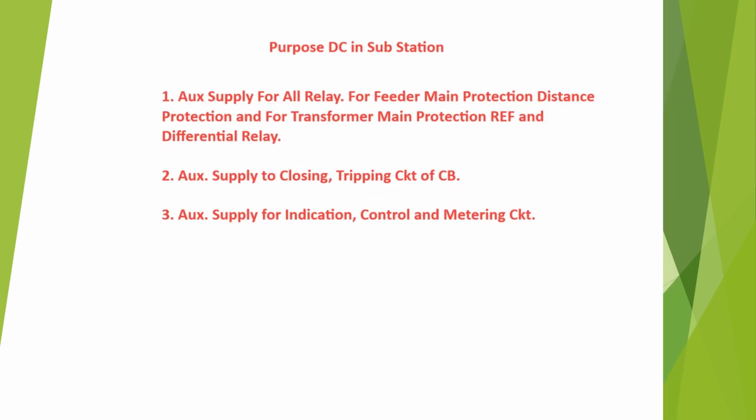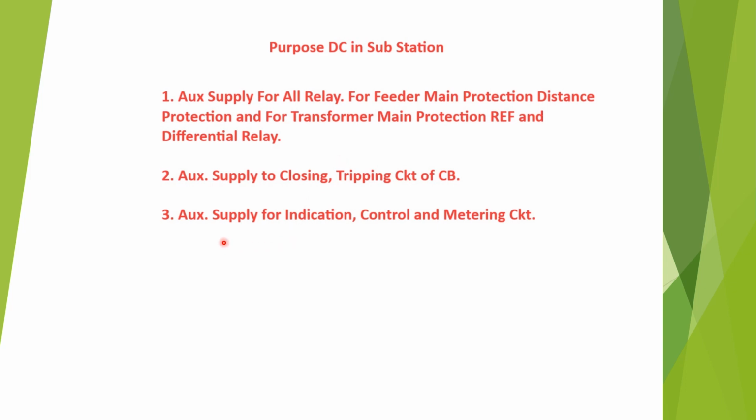So what is the purpose of DC in a substation? Number one is auxiliary supply for all the protective relays. For a feeder, the main protection is distance protection, and for a transformer the main protection is REF and differential protection. Apart from that, there exist overcurrent and earth fault protection, LBB protection, busbar protection, etc. All these numerical relays are supplied by means of the auxiliary DC.